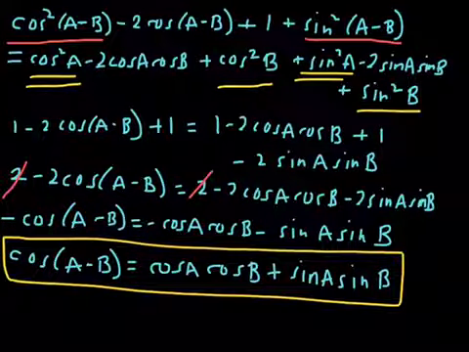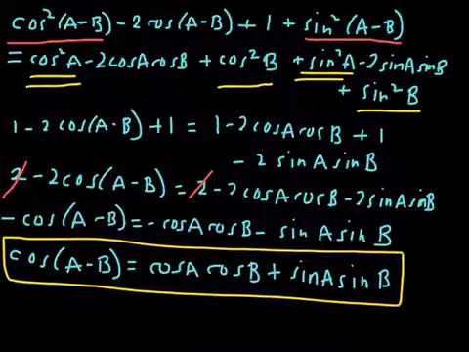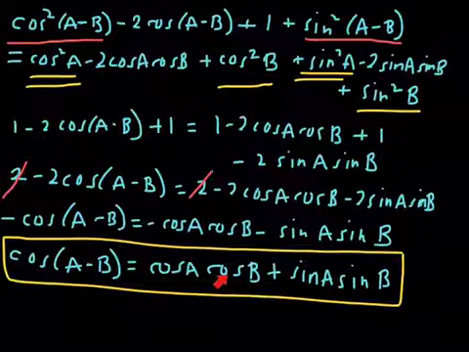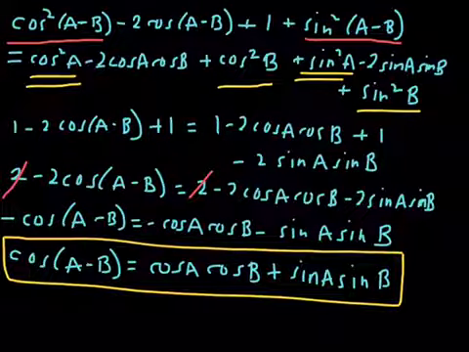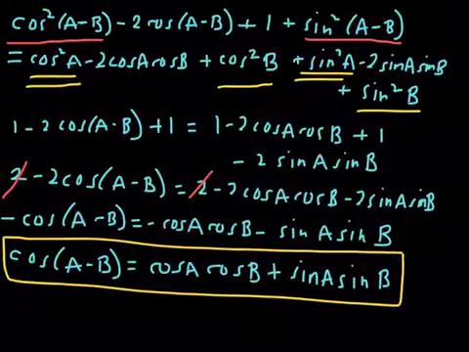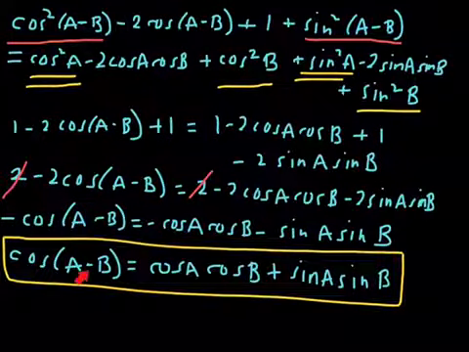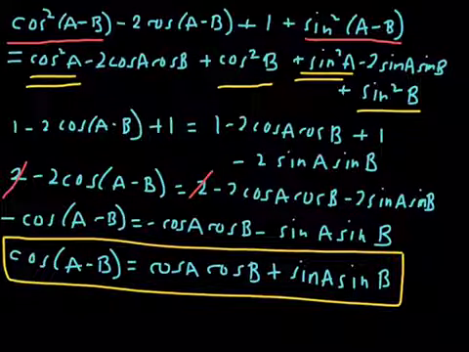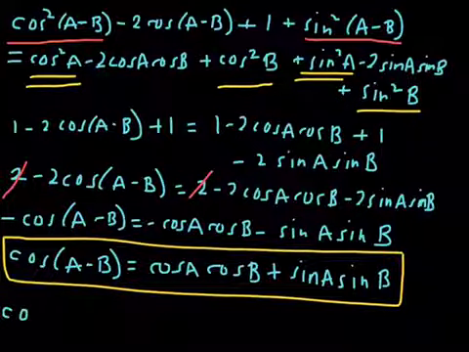Now watch this. A few things I want you to notice. The difference identity for cosine keeps your cosines together and your sines together. Second thing that I want you to notice is this is a difference and the expansion has a plus. So the difference identity for cosine changes your sign. This is minus, this is plus. Using this pattern, I wonder if you and I can get the sum identity for cosine.